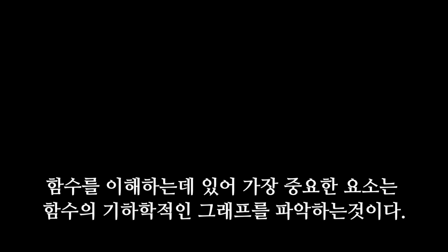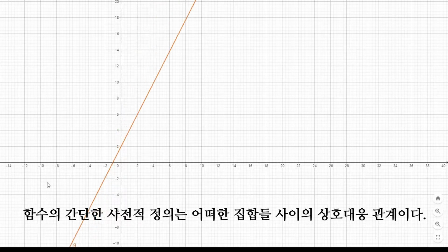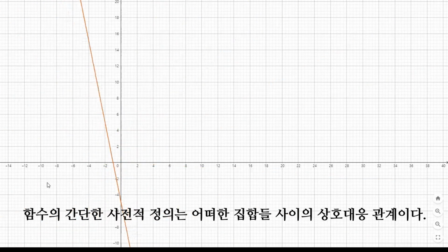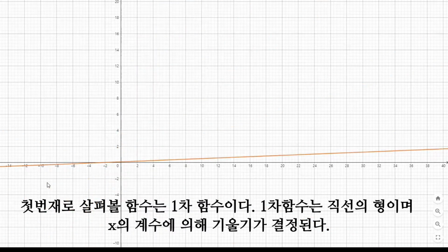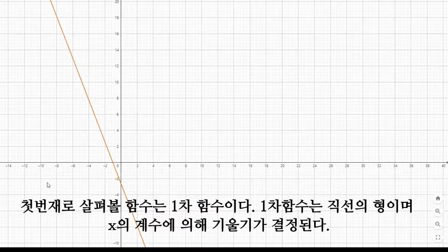The most important factor in understanding the function is to identify the geometric graph of the function. A simple dictionary definition of a function is the relationship between any two sets. The first function to look at is the primary function. The primary function is in the form of straight lines.